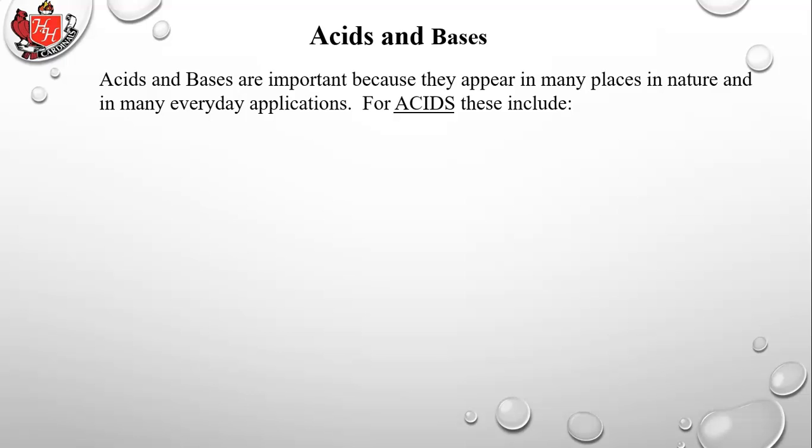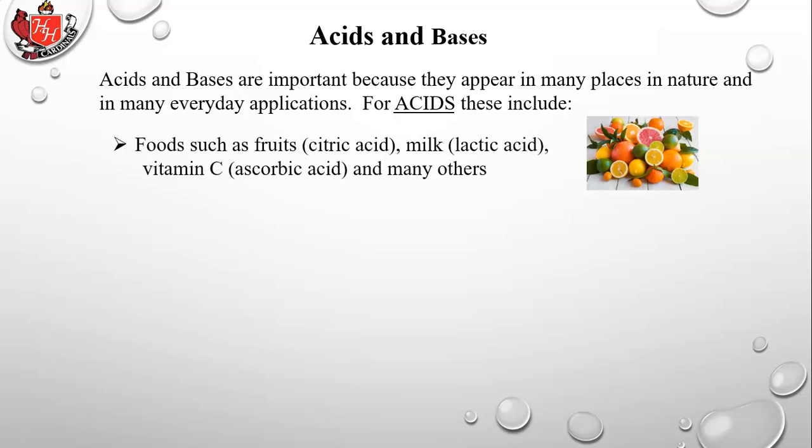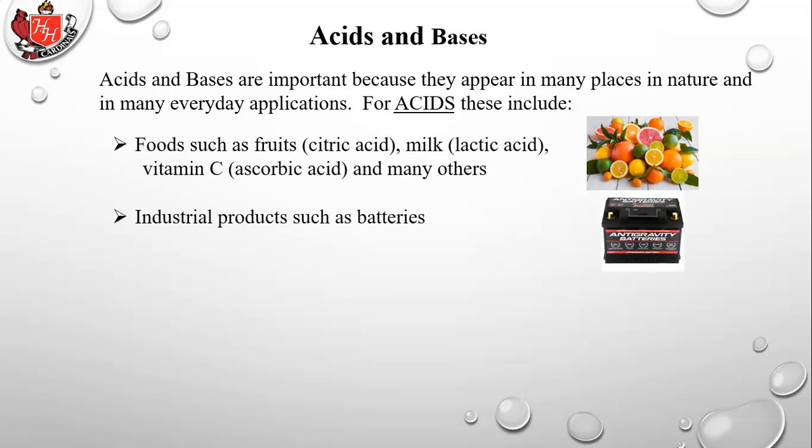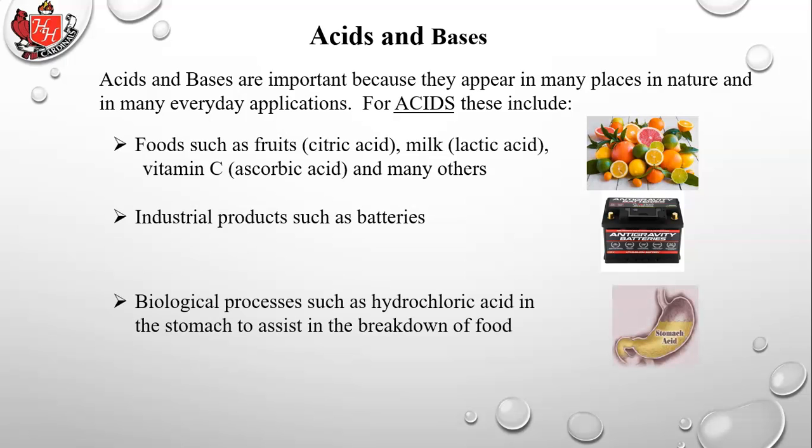So for acids, these would include foods such as fruits, milk, vitamins, and many others. Industrial products, car batteries use sulfuric acid. Biological processes, your stomach contains hydrochloric acid. Acids often have a sour taste, so think about lemons when you think of an acid.